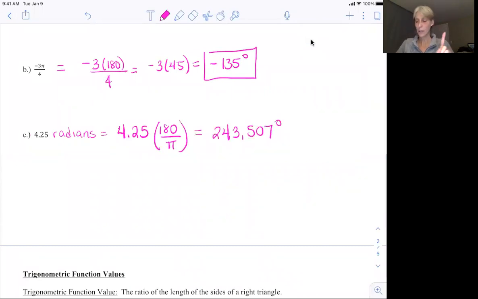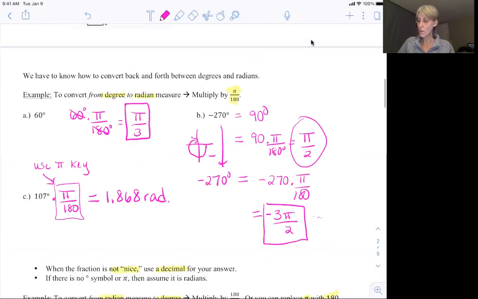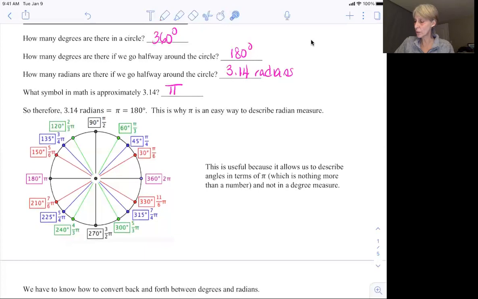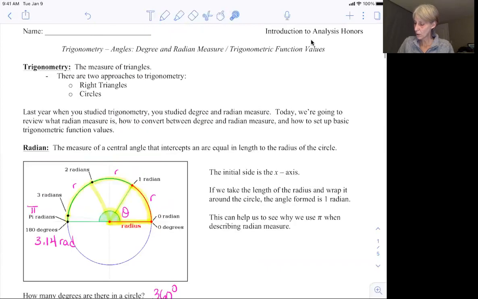Let's take one moment here. If you're thinking about 4.25 in terms of the radian measure around the circle, I have 1, 2, 3, think about 4. 4.25 is going to be somewhere around here. And that does look approximately to me to be an angle of 243 degrees.